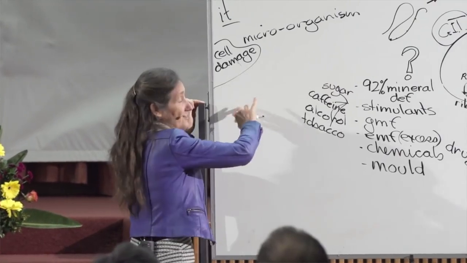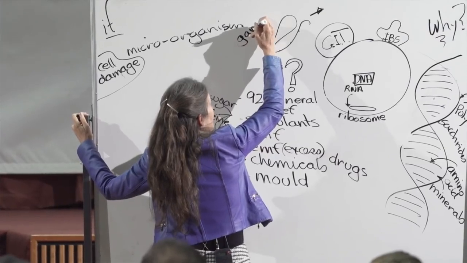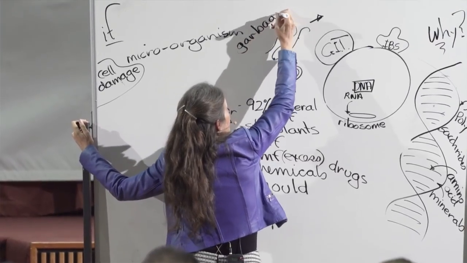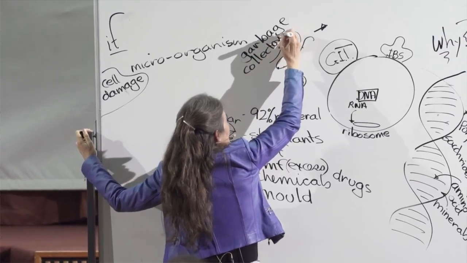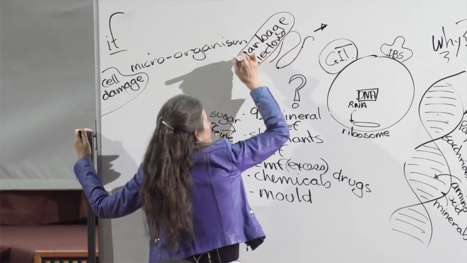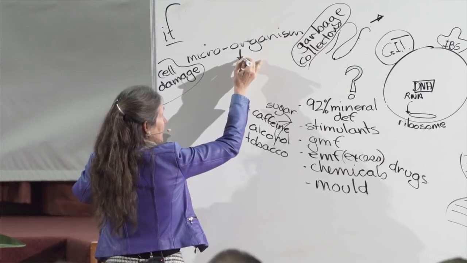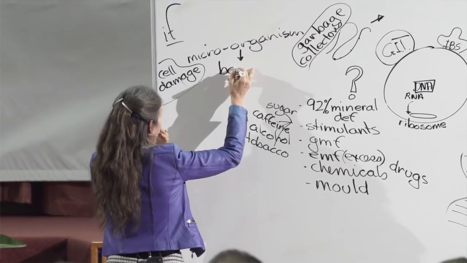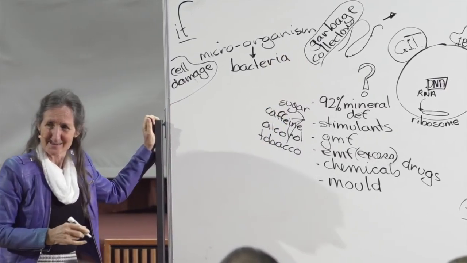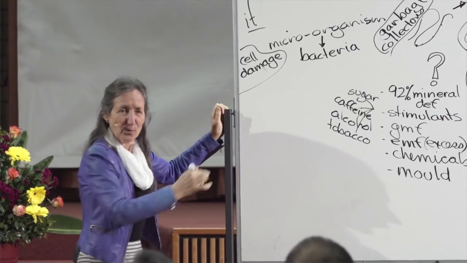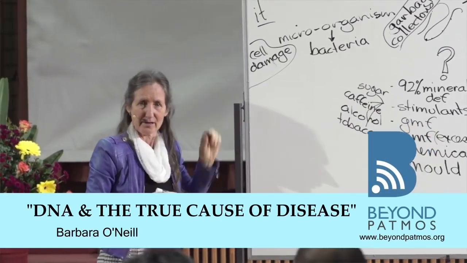So whenever cell damage happens, they now become the clean-up team, or as one microbiologist said to me, Barbara, we call them the garbage collectors. So what are the garbage collectors? All the garbage collectors do is they collect garbage. Remember that. So this clean-up team, the garbage collectors, they're called bacteria. That's what bacteria is. That's what it does. So the more rubbish, the more damage, the more waste, the more bacteria.